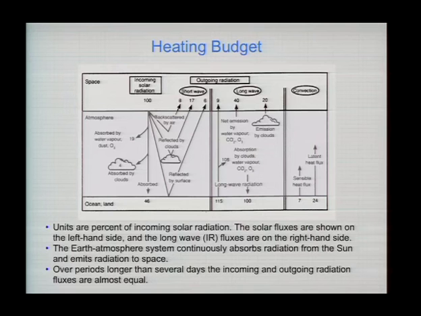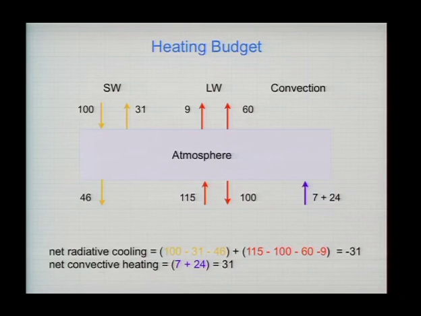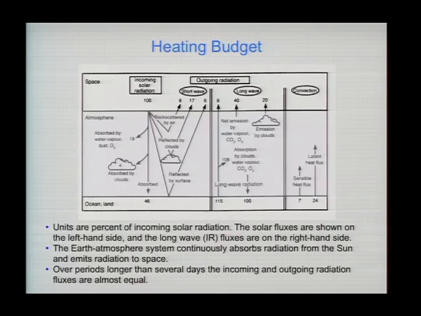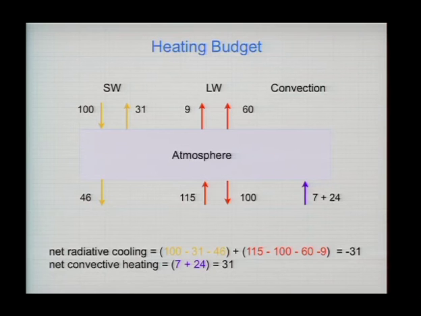How much of it's scattered by the atmosphere and the surface, etc. 46, here it is, surface, etc. The net result, you can go back and look at this. The net result is this.